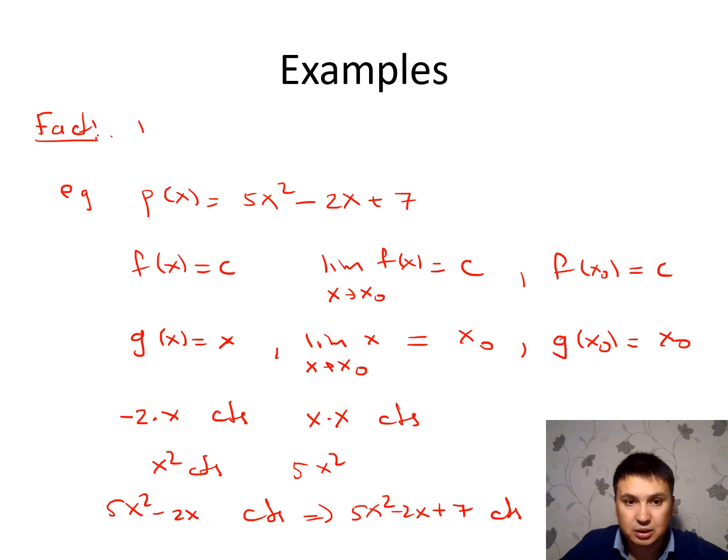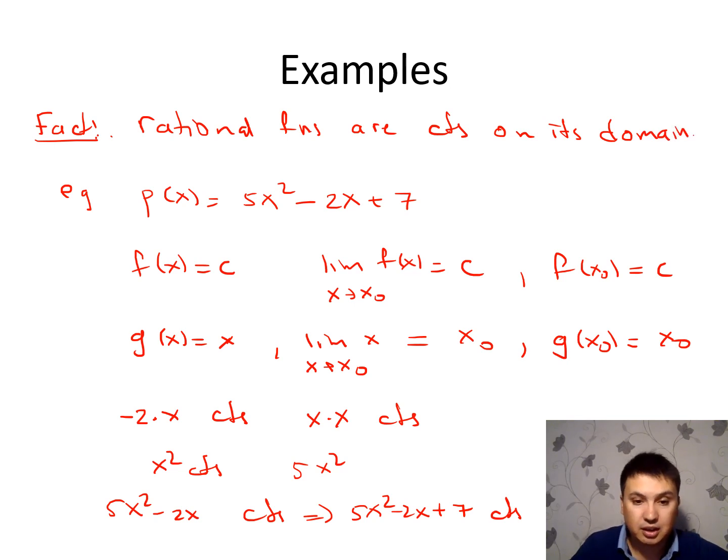The rational functions are continuous. So rational functions are continuous on their domain. So whenever it's defined, rational functions are continuous. Why?